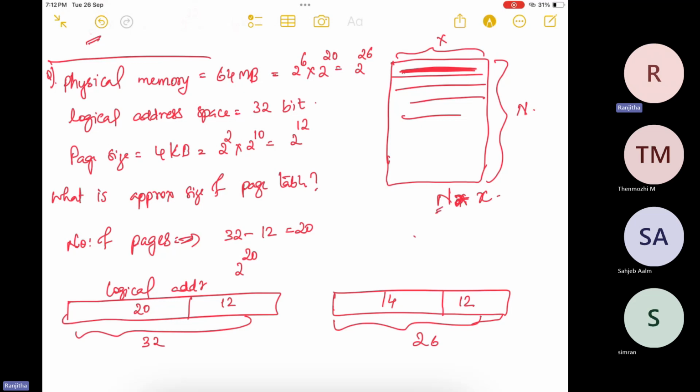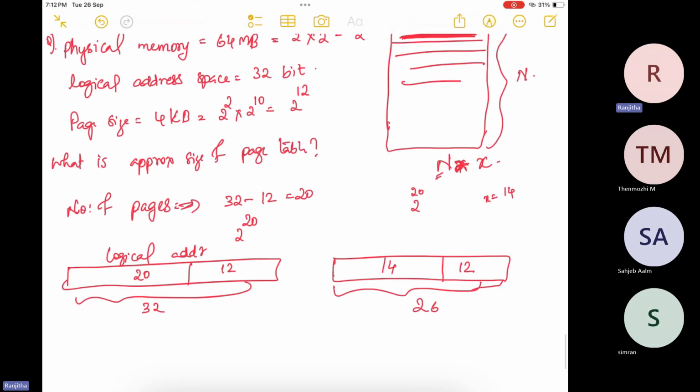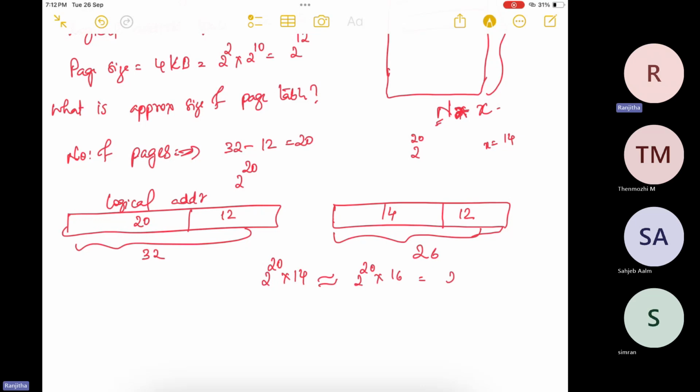So n is 2 power 20 and x is 14. Since they have asked to find the approximate size, we can put this as 2 power 20 into 16, which will be 2 power 20 into 2 power 4, which is 2 power 24.